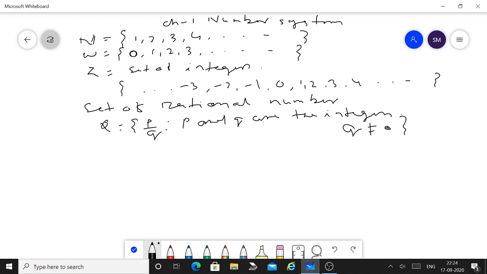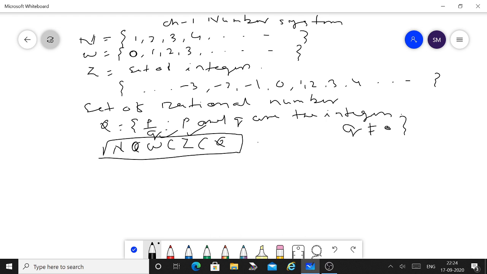One important thing, note down students: all natural numbers are whole numbers. N is a subset of W, whole numbers. Then whole numbers are a subset of integers. Integers are a subset of rational numbers. Means all natural numbers are whole numbers, all whole numbers are integers, all integers are rational numbers.